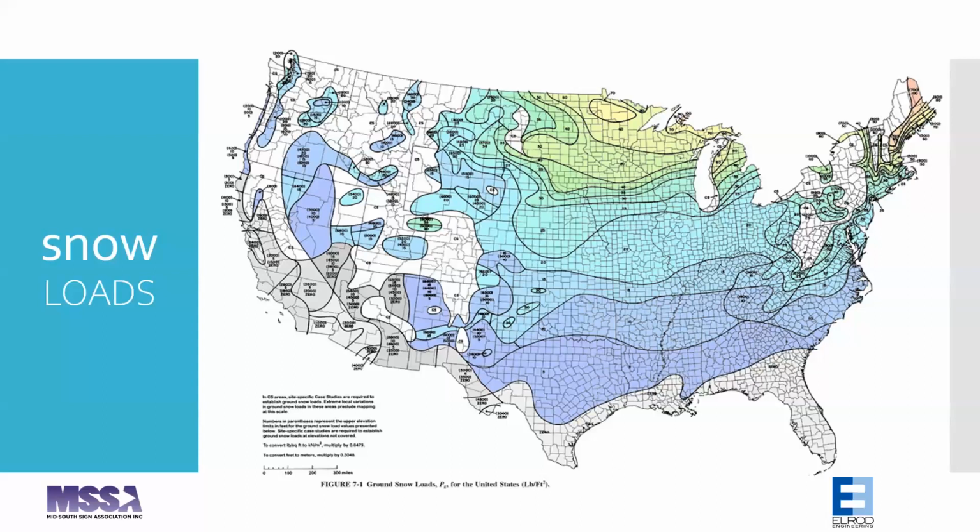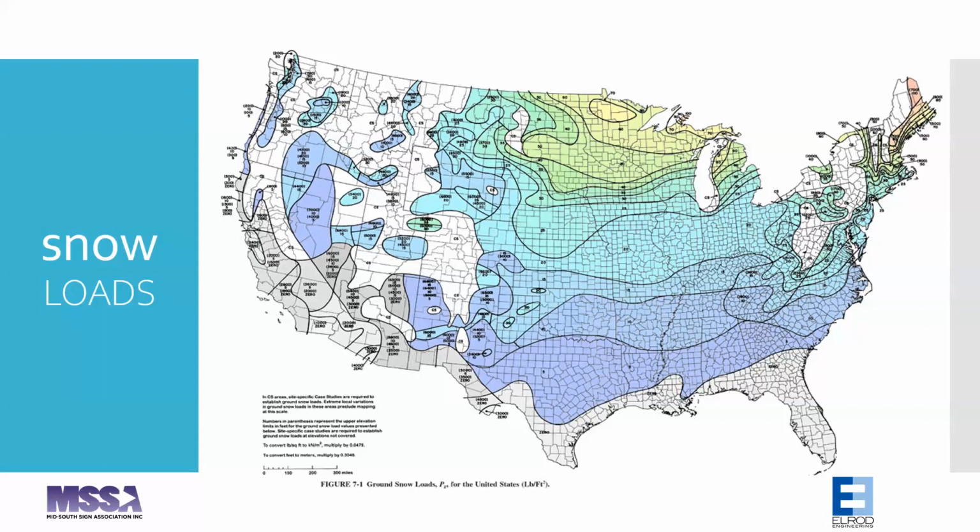This is a map of snow loads across the United States. Most people in the South don't really think about snow loads. It doesn't snow much. I think in Nashville this year, we got one flurry, and even that didn't really do much. And on top of that, a sign doesn't really have much flat area to keep snow. But what about awnings and canopies?